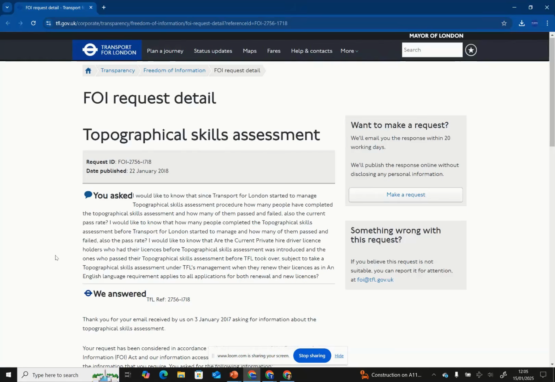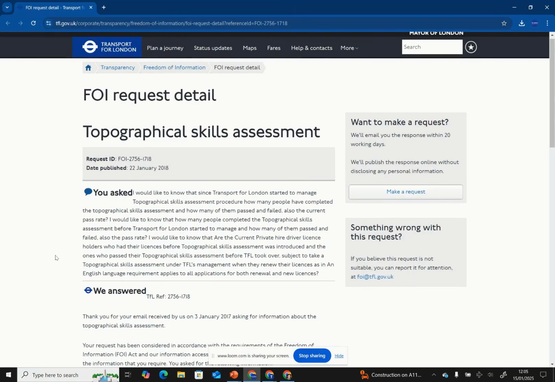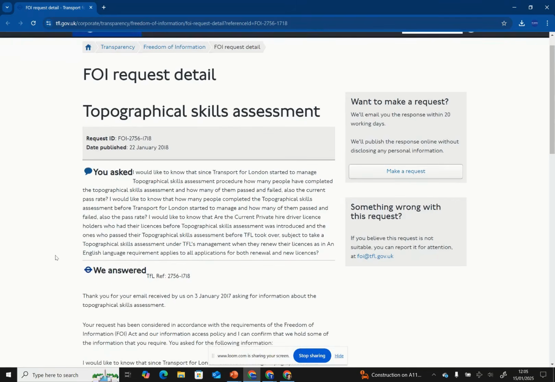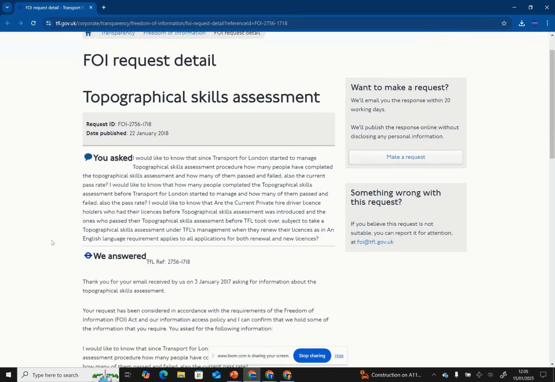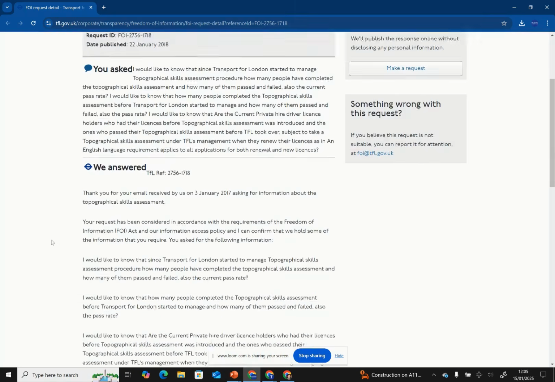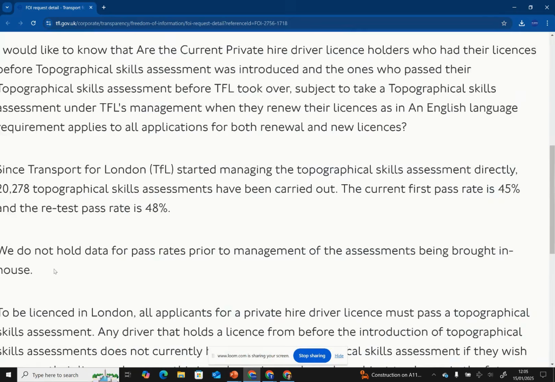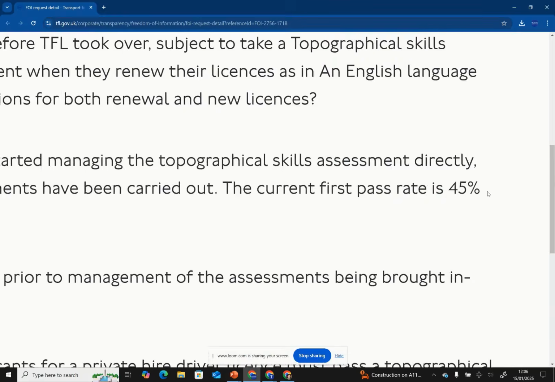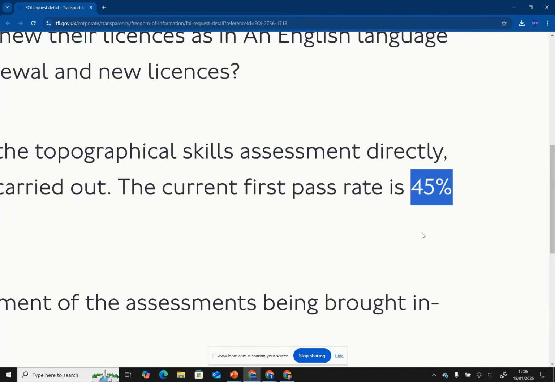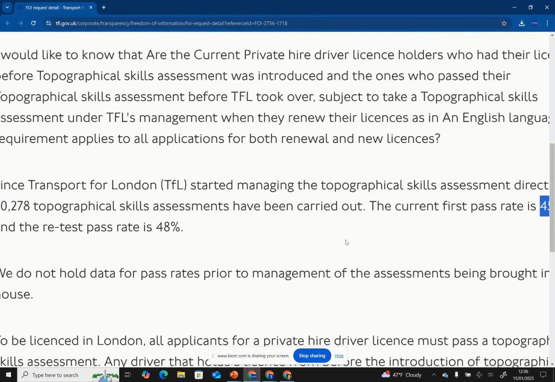At this stage, you may be thinking, well, it doesn't seem that complicated. Perhaps you're making it seem more complicated than it really is. Let's take a look at some data based on tens of thousands of students that TfL have shared with the public. So this is a Freedom of Information request that TfL responded to in 2018. And since then, there's also been more data that has been in line with the numbers here. But the main thing I just want to share with you is that they have shared the first pass rate for the topographical assessment, and it's only 45%. That means of 100 students who go and sit the test, only 45 of those pass on the first go. The second attempt is 48.